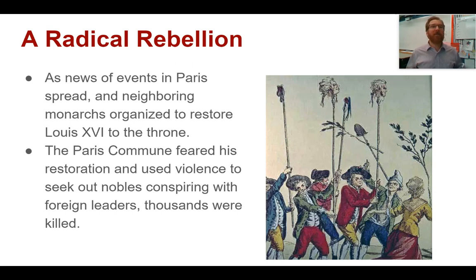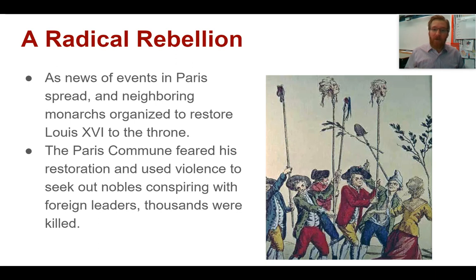And as news of the events in Paris spread, neighboring monarchs, monarchs of other countries, start to get really nervous, and they start to organize. They say, we can't allow this stuff to spread outside of France. We've got to get Louis XVI back on the throne. We need to make him king. We need stability in Europe.